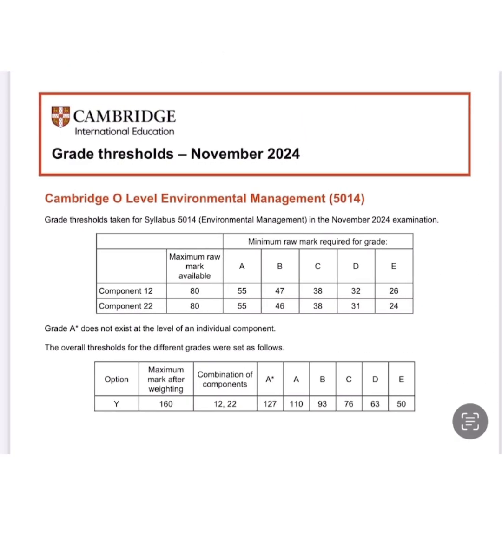For O-level environmental management, for this session October-November 2024, you need to score 55 in the first component and 55 in the second component to get an A. To get an A star you need to score 127 out of 160, or you can score 110 minimum to get an A.